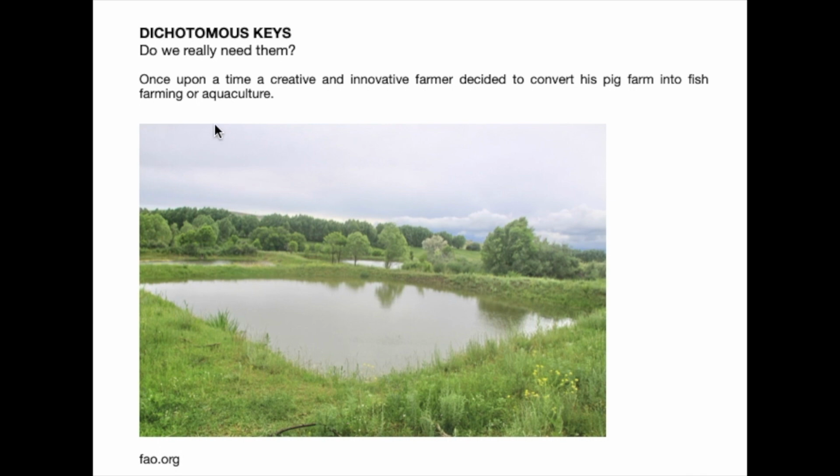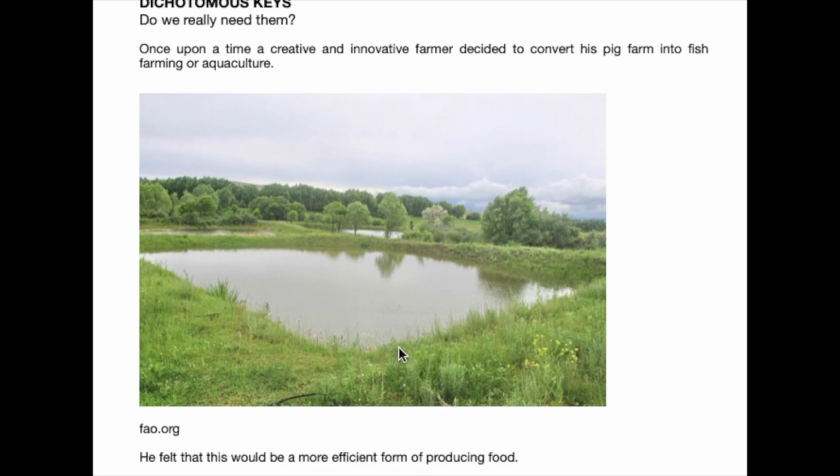So, to set the context and to understand why we actually need to have something called a dichotomous key, let's look at this scenario. Once upon a time, a creative and innovative farmer decided to convert his pig farm into fish farming or aquaculture. Now, aquaculture can take many different forms. It can happen near to the ocean, in the ocean, but it could also happen on farmland like this, where ponds are created to keep fish, and from time to time the fish are harvested.